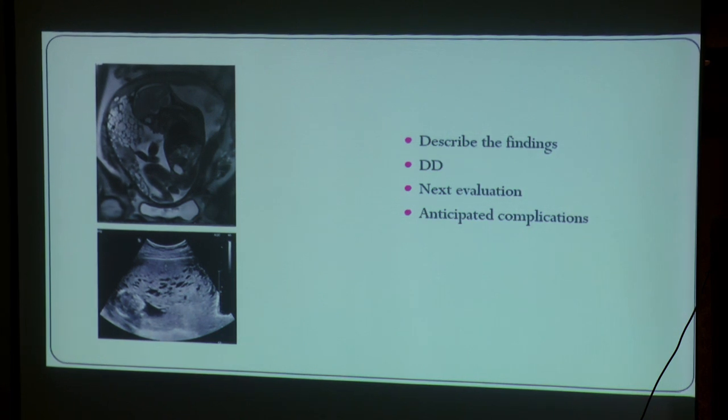So the differentials, there are three common possibilities. First, it can be placental abnormality like chorioangioma or placental mesenchymal dysplasia. The other possibility, it can be a twin pregnancy with a single live fetus and coexisting molar pregnancy. So what will be the next evaluation? The conclusive evaluation will be doing the tissue analysis. The chorionic villus sampling or amniocentesis will be the diagnostic.